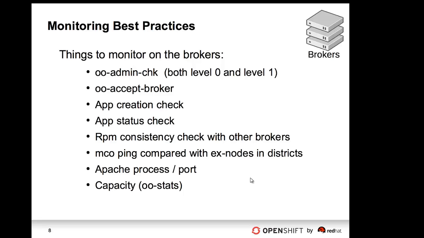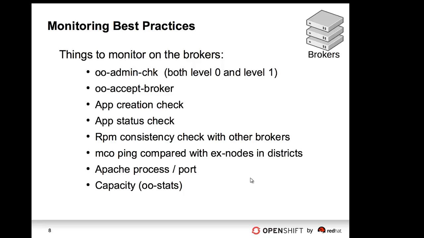And the purpose of this is that we want our brokers to be 100% consistent with each other. So we use Puppet to make sure the configs are consistent, and then we use the RPM consistency check to make sure that what's installed is consistent. Consistency is actually really important to OpenShift to give the users a consistent experience, and so this is one of the checks that we do to ensure that.